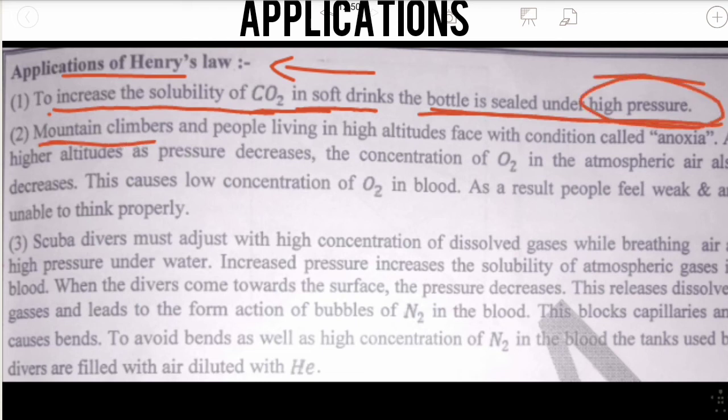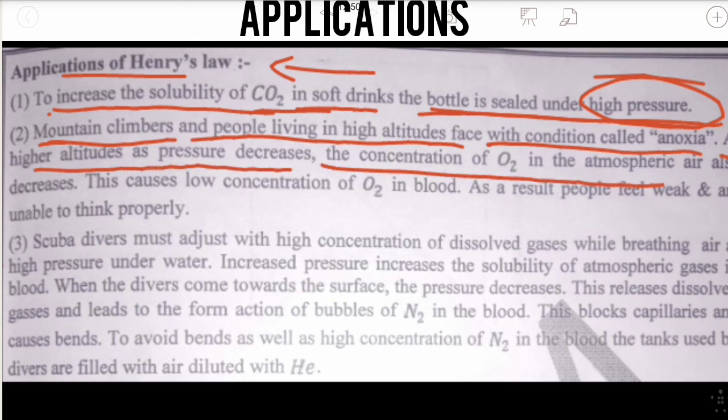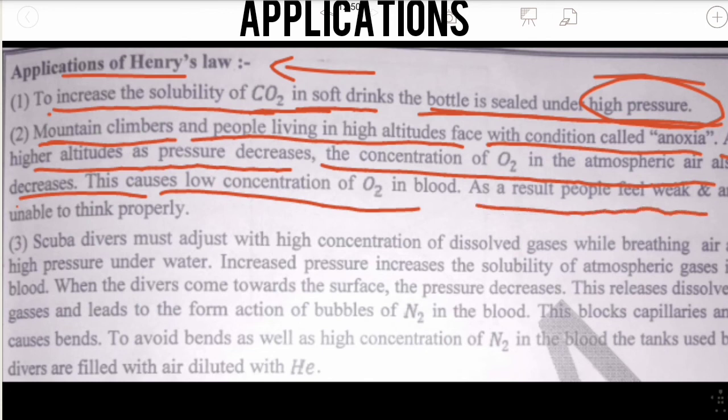Second point, mountain climbers and people living at high altitudes suffer from a condition called anoxia. At higher altitudes, as pressure decreases, the concentration of oxygen in the atmospheric air also decreases. This causes a low concentration of oxygen in the blood. As a result, people feel weak and are unable to think properly.